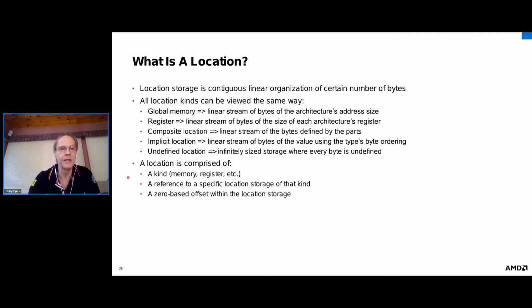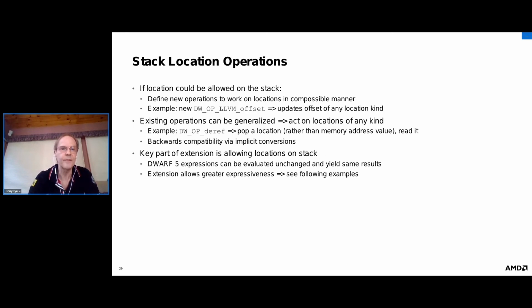So what this leads you to think about is that a location is really composed of what kind of location it is, a reference to its location storage, and then a zero-based offset. So if we could put a location on the stack and add new operations to work with that, then, for example, we could have an offset operation which updates the offset of a location to where you want.